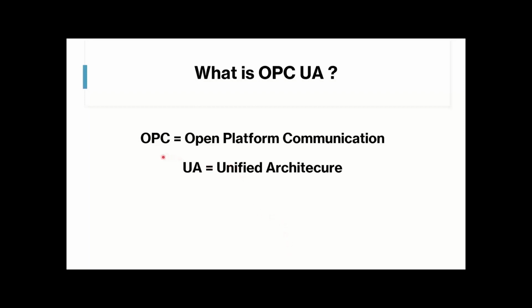First of all, OPC UA is a communication protocol. OPC was the first release of the protocol, and nowadays the latest version is OPC UA. Its aim is to standardize the exchange of data and information inside an industry scenario.